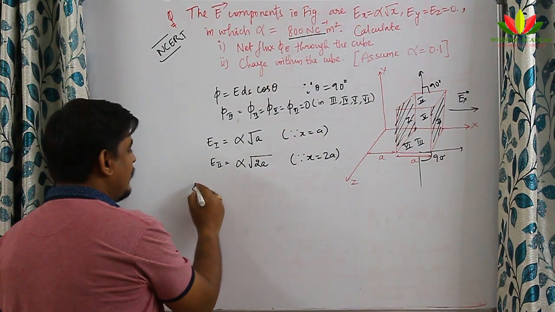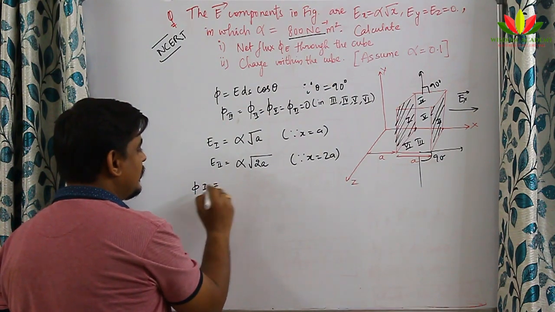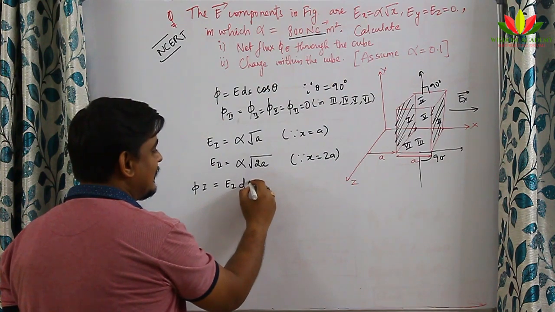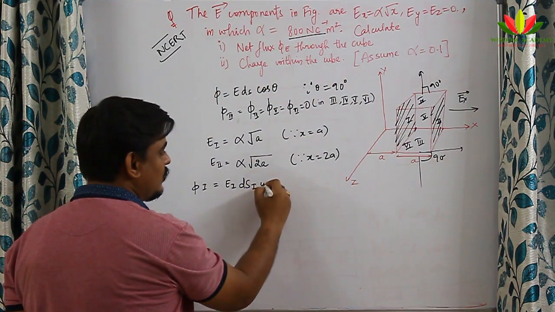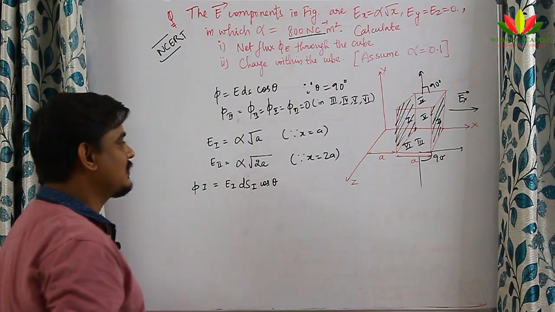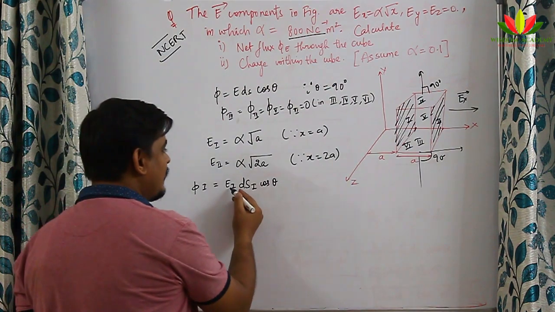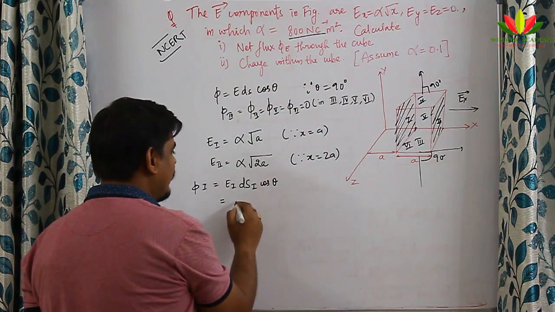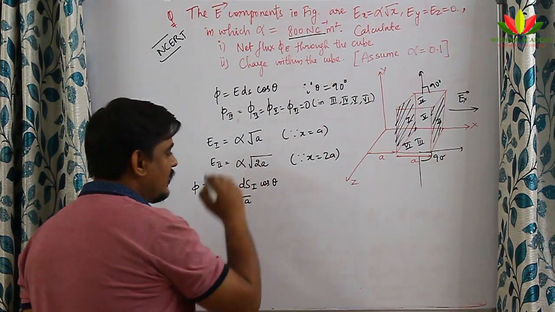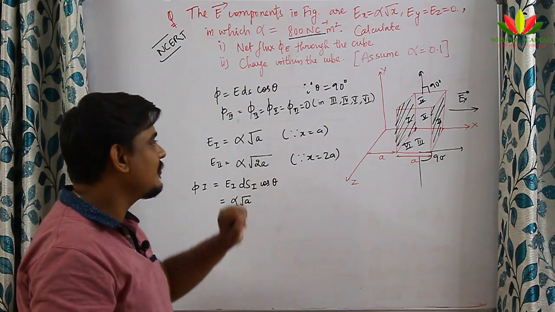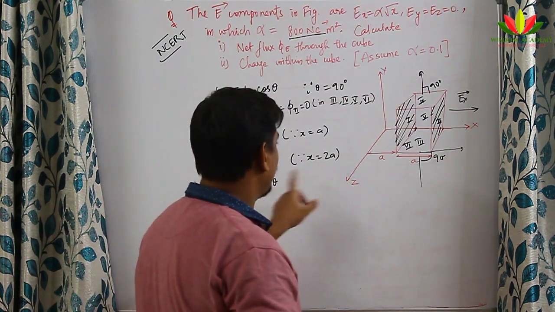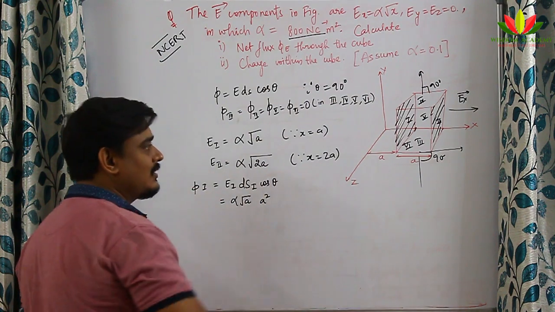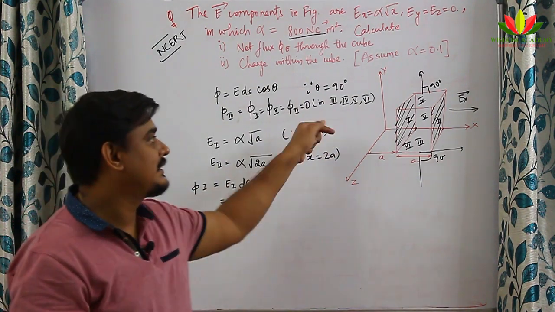So phi for the first face will be equal to E1 ds1 cos theta, E ds cos theta. So what is the value of E? Let it be E1, later I will add. If you want to write E1 here, it is alpha into root a. What is ds here? Area is a square, right? And what is cos theta? Theta is, in this case, 0 degree.